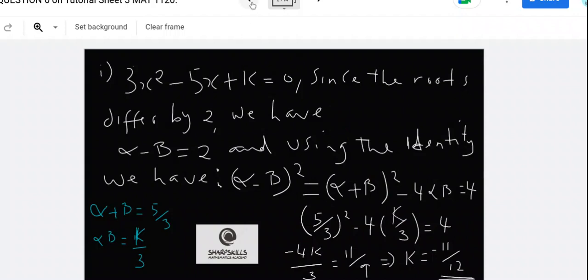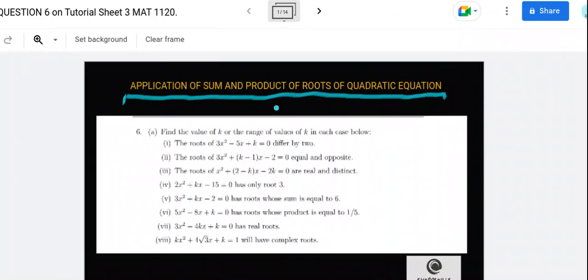So, here we are looking at the application of sum and product of roots of a quadratic equation. In this video, we are going to see how we can find the value of k or the ranges of values of k in each case that has been given below.